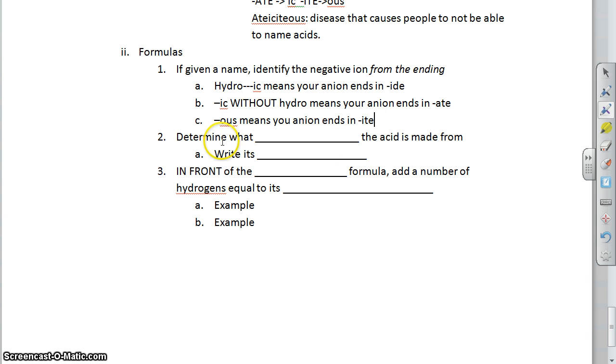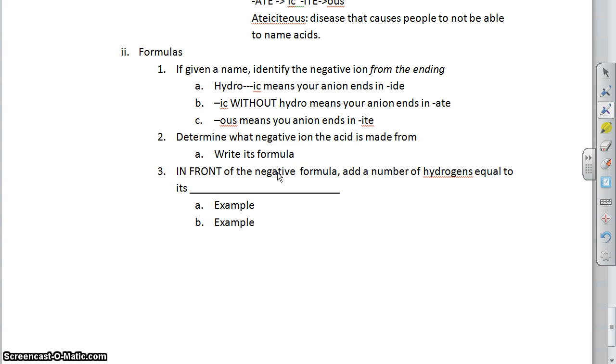And the OUS is a pretty obvious one to recognize, it means that you are going to end in ite. So if you have to write a formula for an acid, first thing you got to do is determine what negative ion or anion the acid is made from. Write its formula, and then in front of the negative ion formula, add a number of hydrogens equal to the negative ion's charge. This is for the same reason that with type 1s and 2s, you got to balance those charges. It sort of behaves like an ionic in that way.